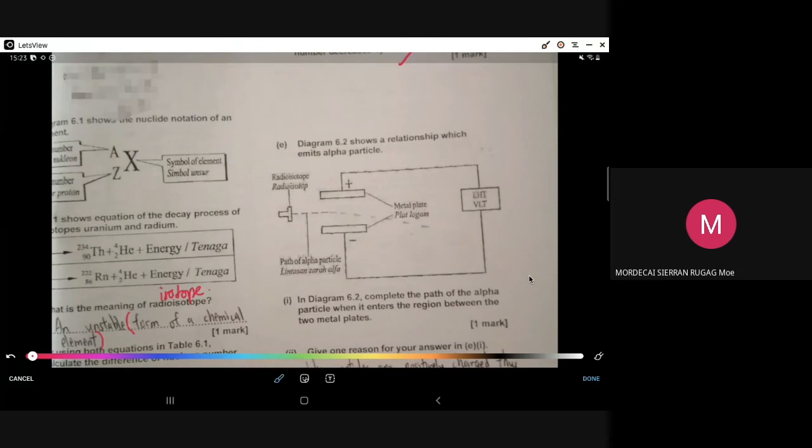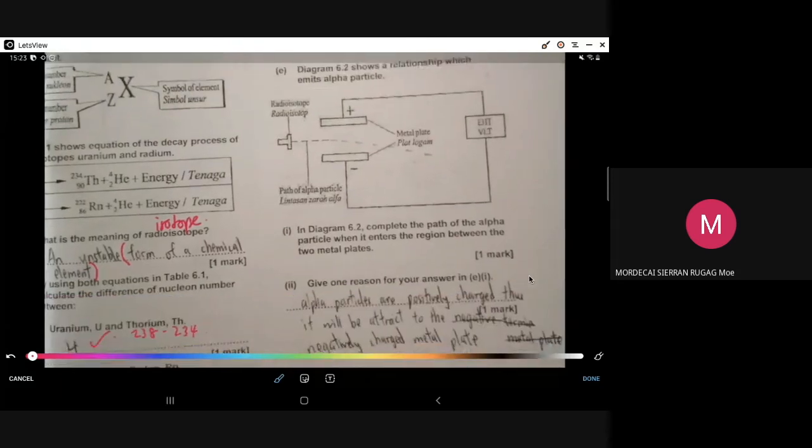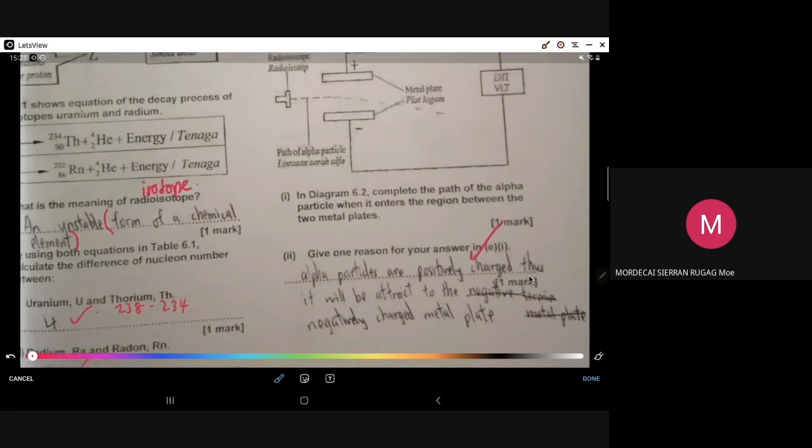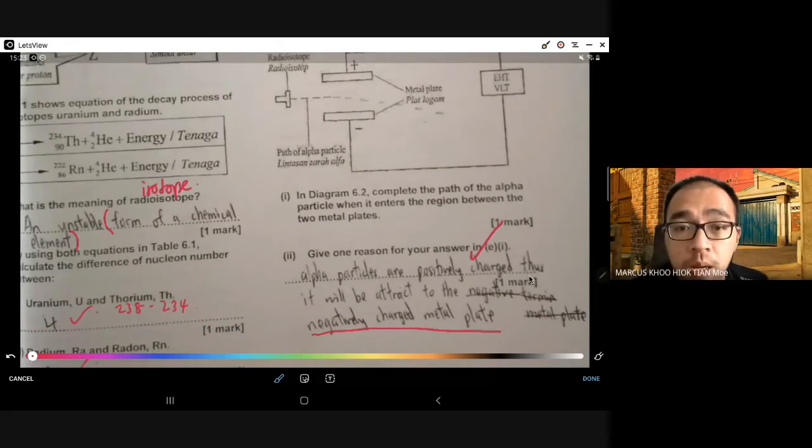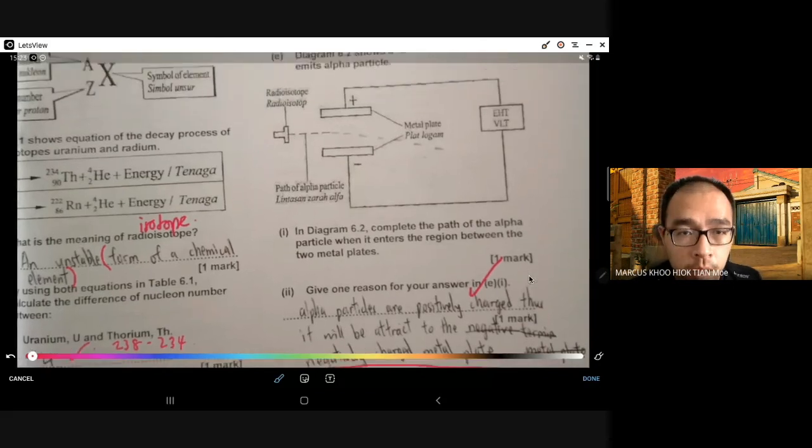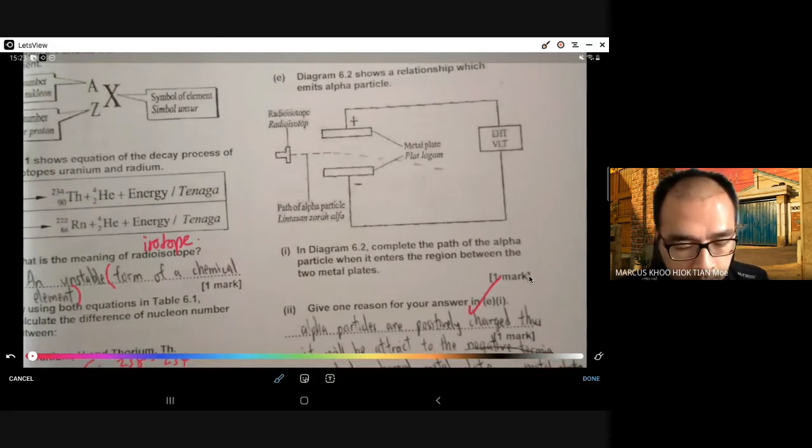So we draw the alpha particle path. Because it is positively charged, the alpha particle will go to the negative plates. Okay, all right, good. I want to talk about this drawing.